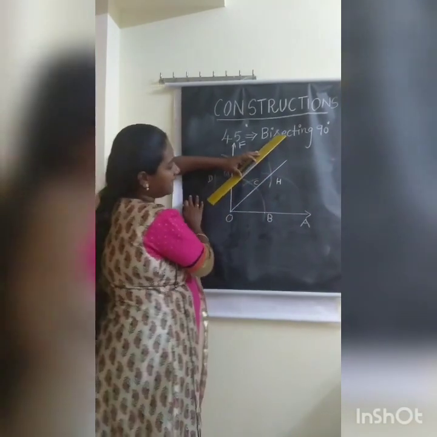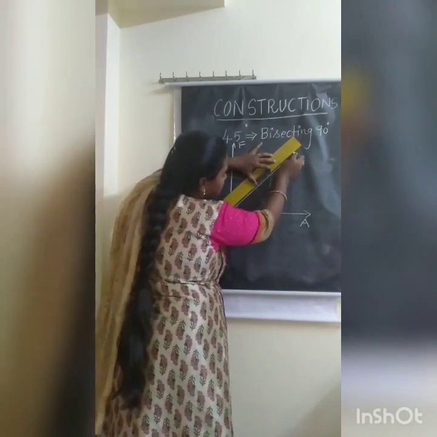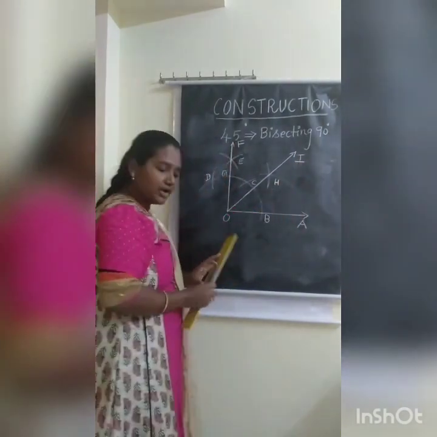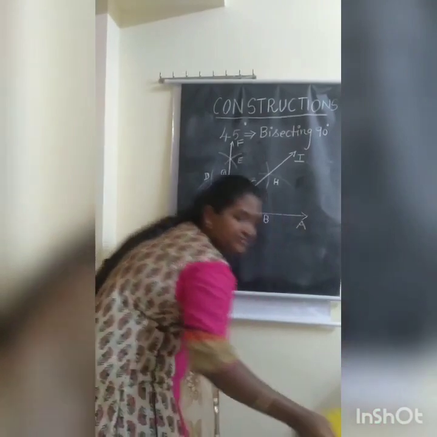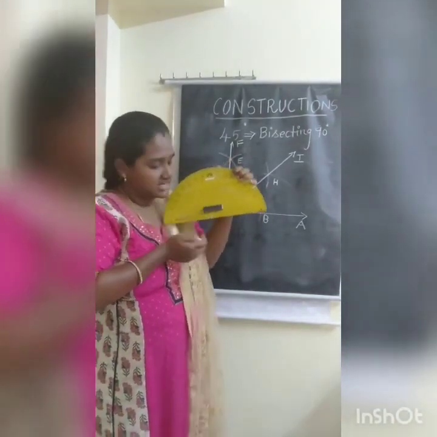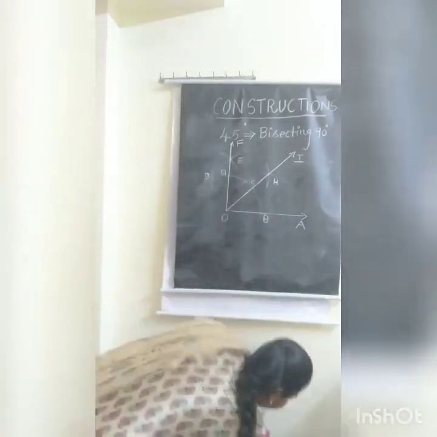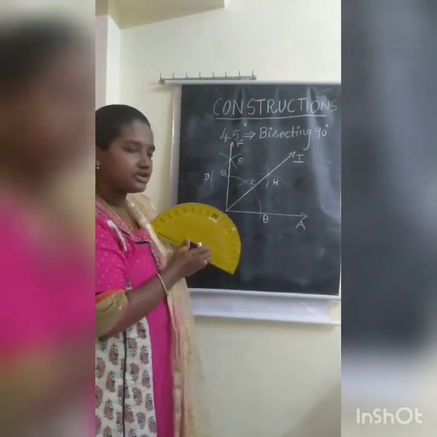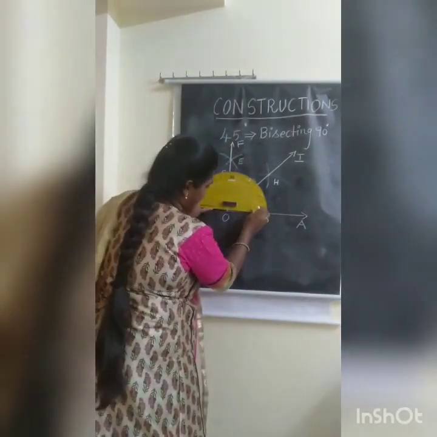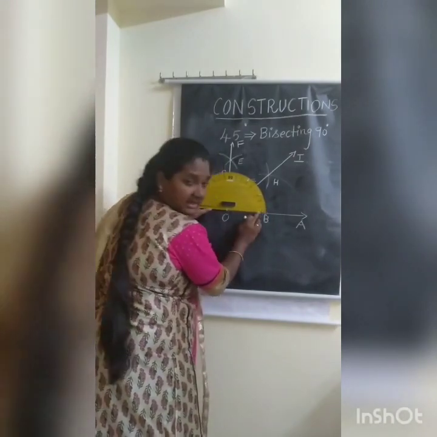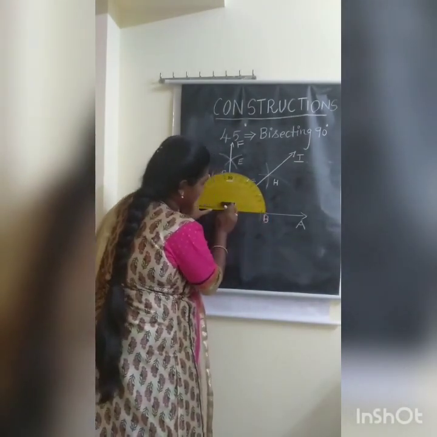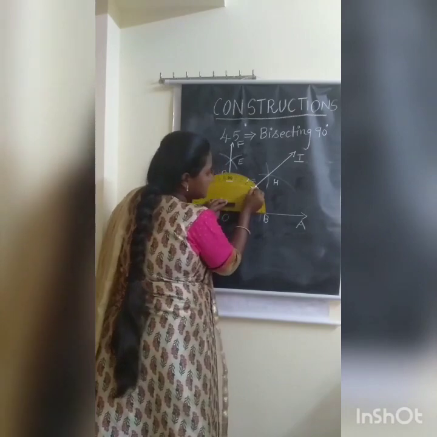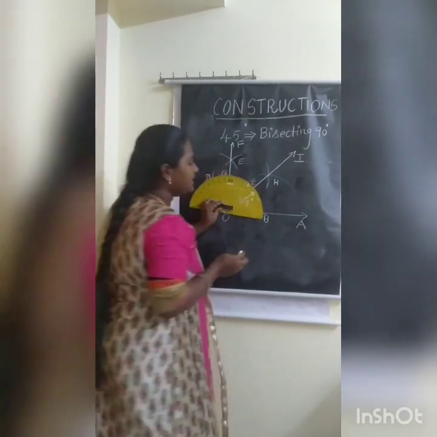I would like to extend this ray for our checking purpose. I am going to check whether we have arrived at 45 degree, with the help of protractor. This is the origin of the protractor. I am going to place the origin of the protractor on the origin of my ray. I am going to adjust the baseline on the given ray, and we can easily see we have constructed perfectly 45 degree with the help of compass.